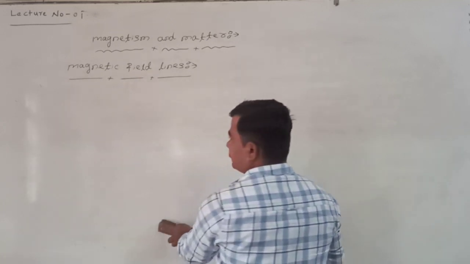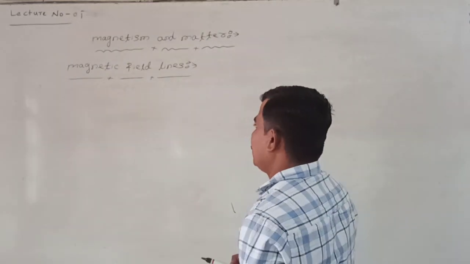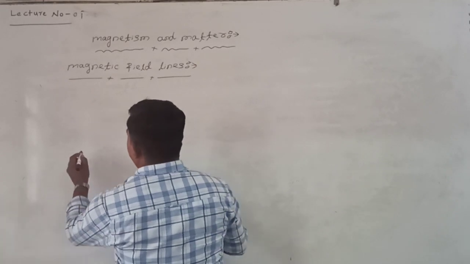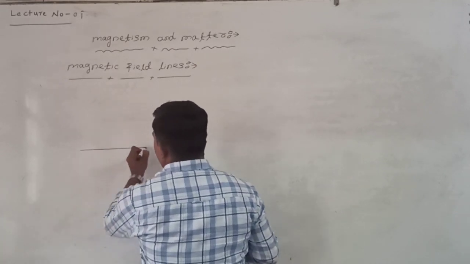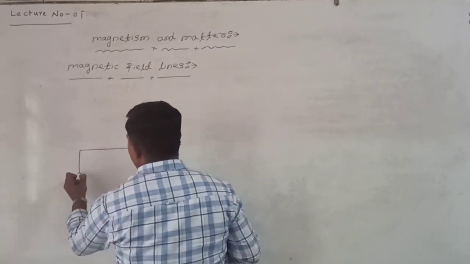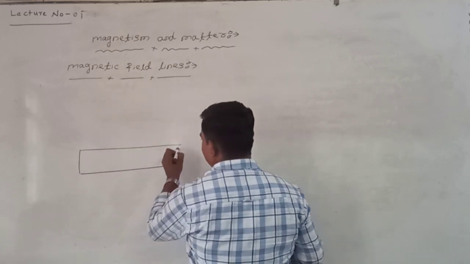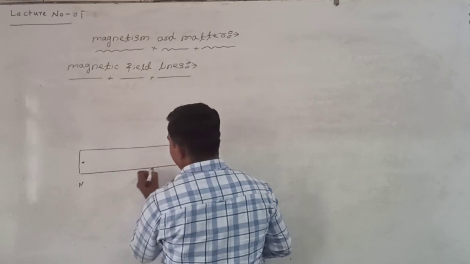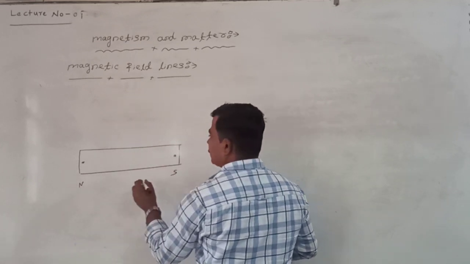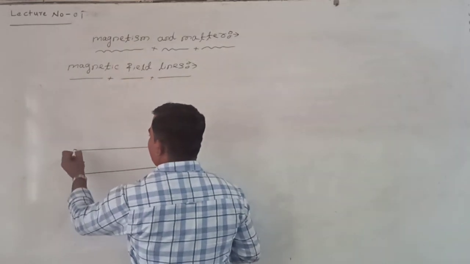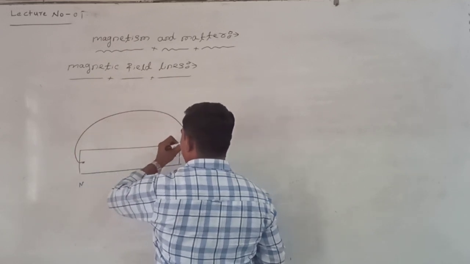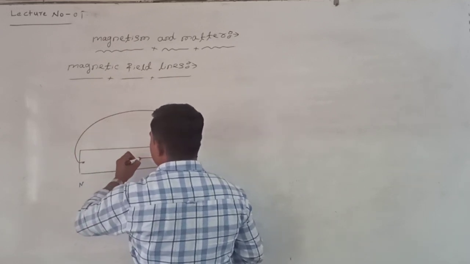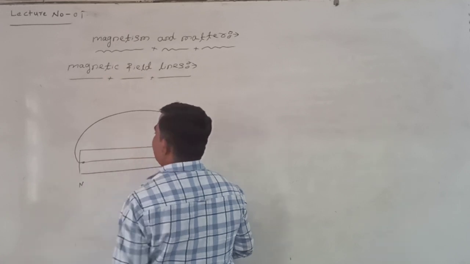See here. I can take it as a magnet. Each magnet consists of a North Pole and a South Pole. This we call the North Pole, and this one I can call the South Pole. How will the magnetic field lines go? North Pole to South Pole outside the magnet, and South Pole to North Pole inside the magnet.